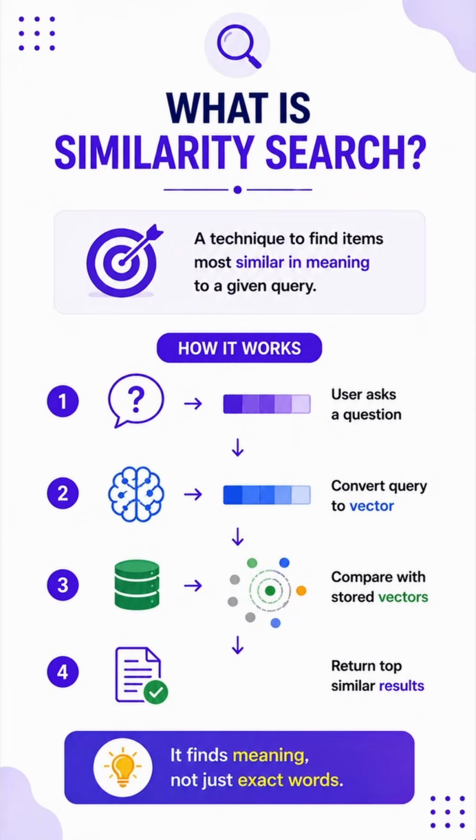What is similarity search? Similarity search is a technique used to find information that is most similar in meaning to a user's query. In a RAG application, documents are first converted into embeddings and stored as vectors in a vector database. When a user asks a question, the query is also converted into a vector using the same embedding model.